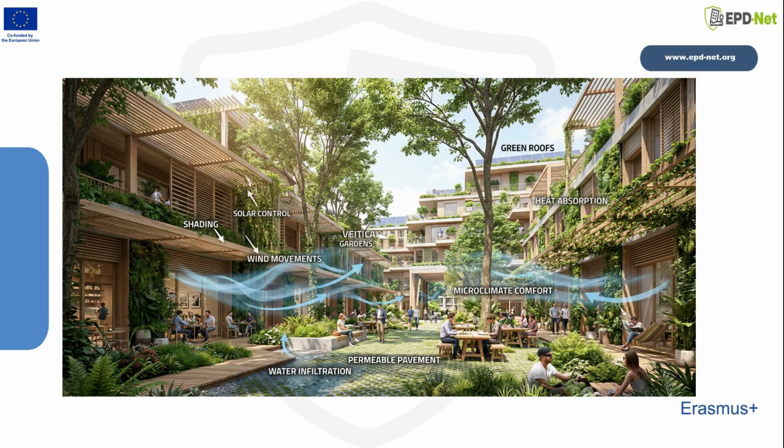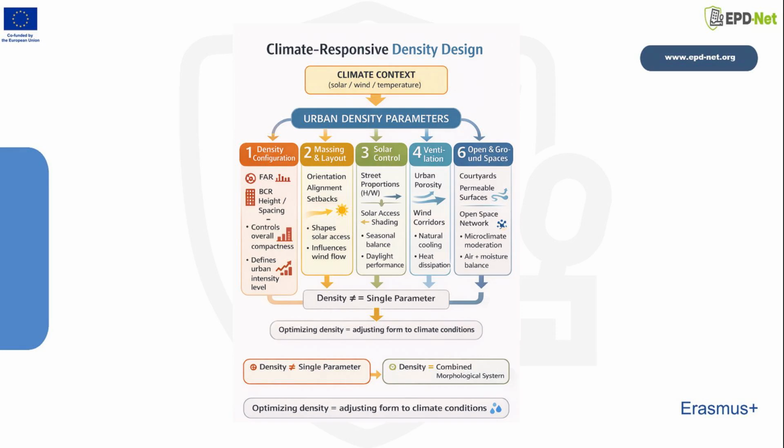Finally, open and ground spaces such as courtyards, permeable surfaces, and connected green areas enhance microclimatic comfort and water management. Together, these parameters demonstrate that climate-responsive density is a design challenge, one that requires careful coordination between form, performance, and local climate conditions. This diagram is a visual summary of the design parameters we just discussed.